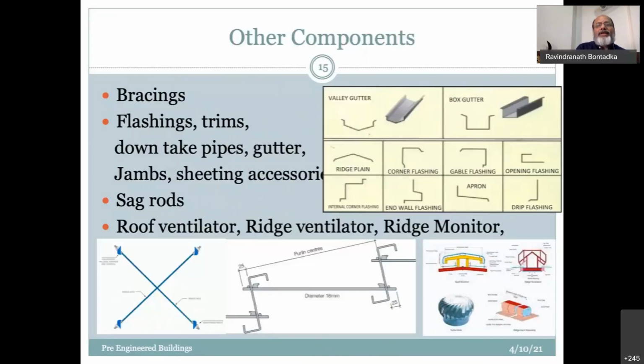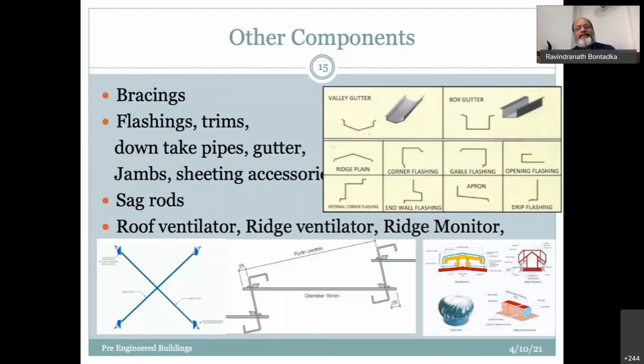And the other components that come in are the bracings, which are very, very important to transfer the lateral loads. The wind loads are transferred through the bracings, which have to be designed well. And there will be flashings and trims, what we see here: valley gutter, box gutter, ridge flashings, corner flashings, gable flashings. All those things are the extras, accessories which come for the sheeting.